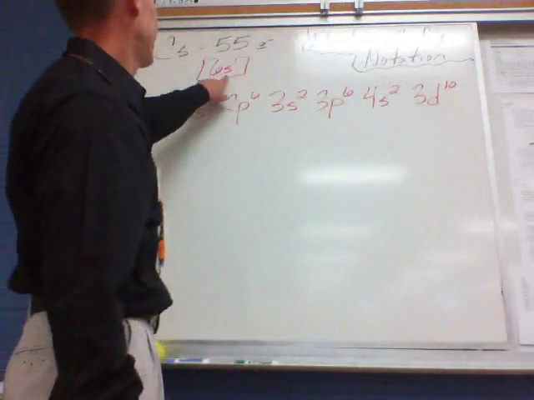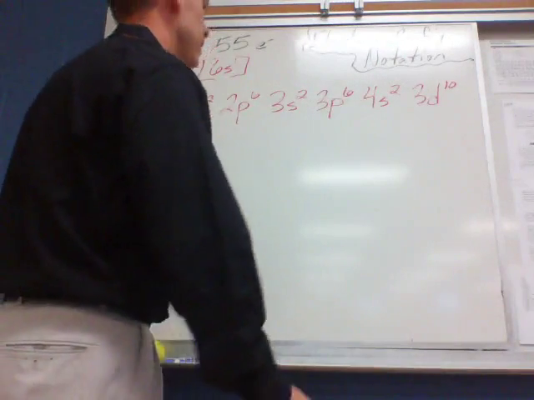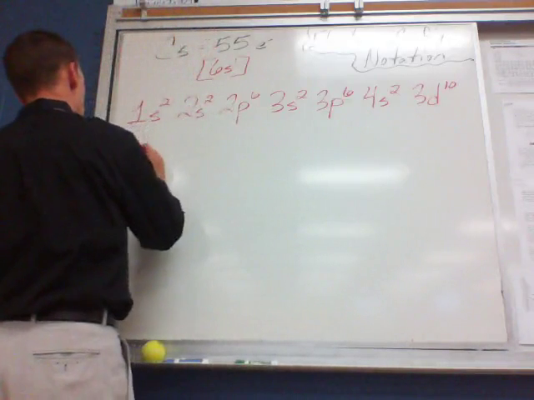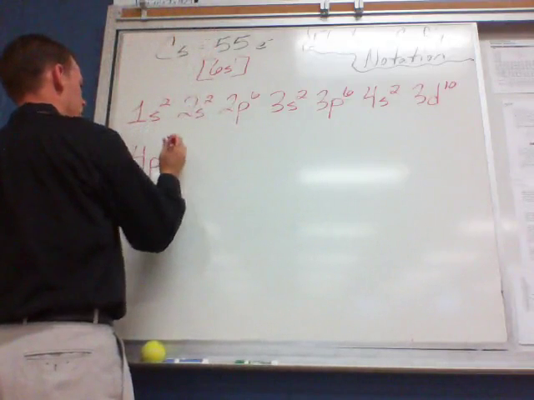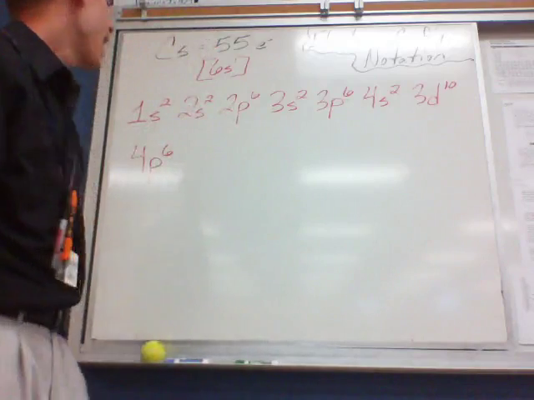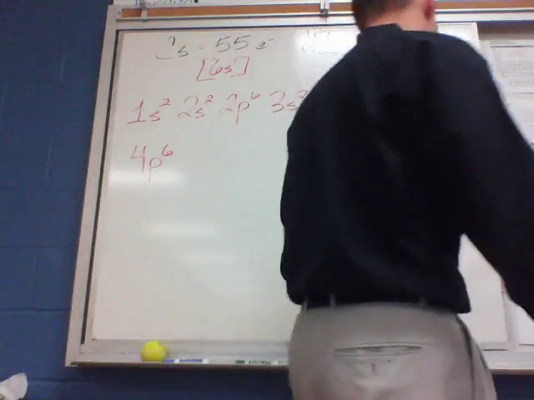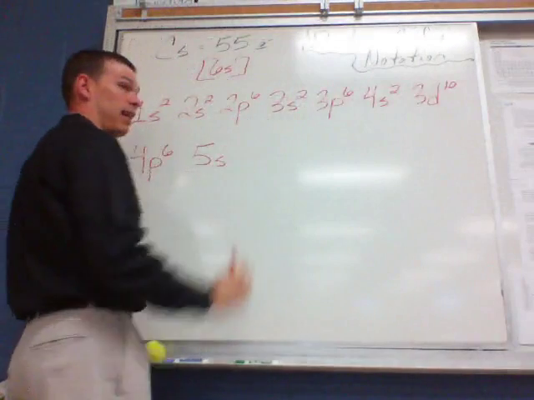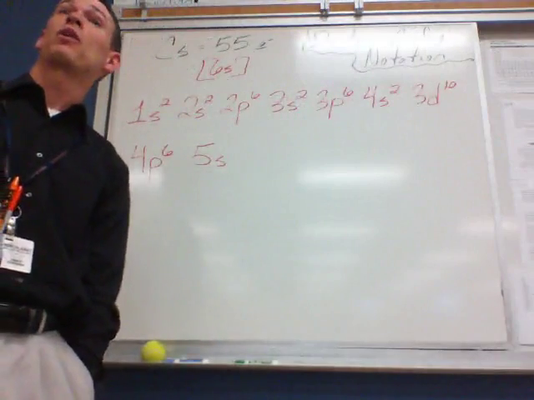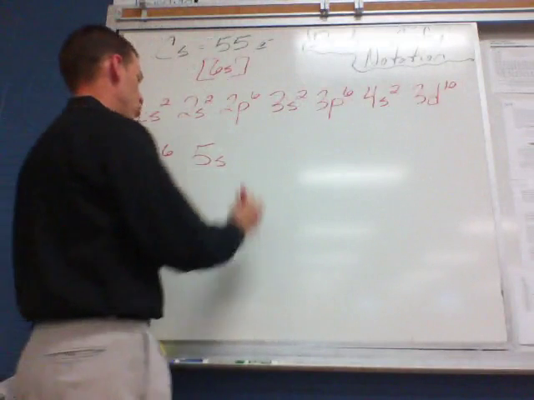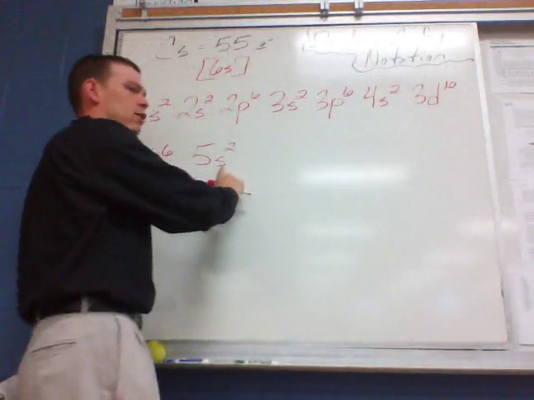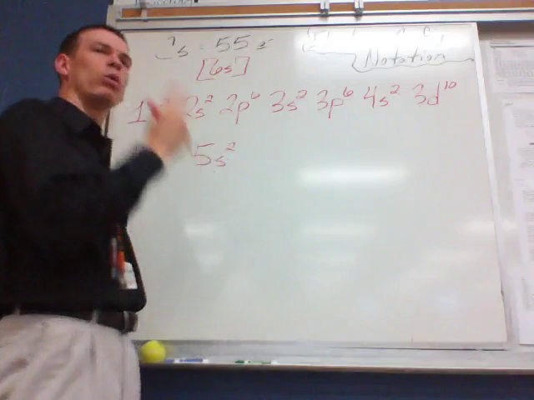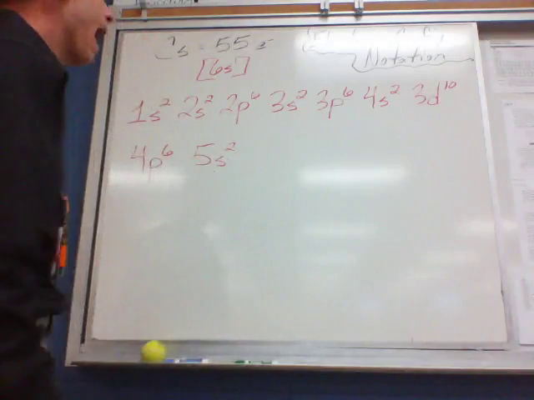And now let's keep going. We're not to 6S1 yet. After 3D comes 4P. How many squares are there? 6. After 4P comes 5S. Stop me if you don't know where anything comes from. How many squares are in the 5S block? 2. Or, of course, S has 1 orbital. That 1 orbital can hold exactly 2 electrons.